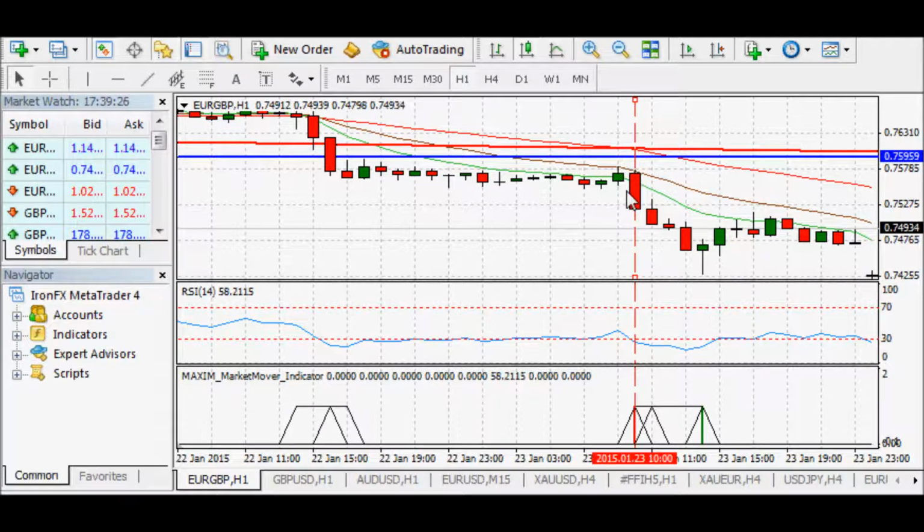If the signal is still present after the close of the 1 hour price candlestick, then the trade signal becomes valid. The alert notification is just that, a notification. One must still check the MAXIM Market Mover window to see if the signal is still valid. If so, one should use the trade rules to decide if one should trade or hold off.